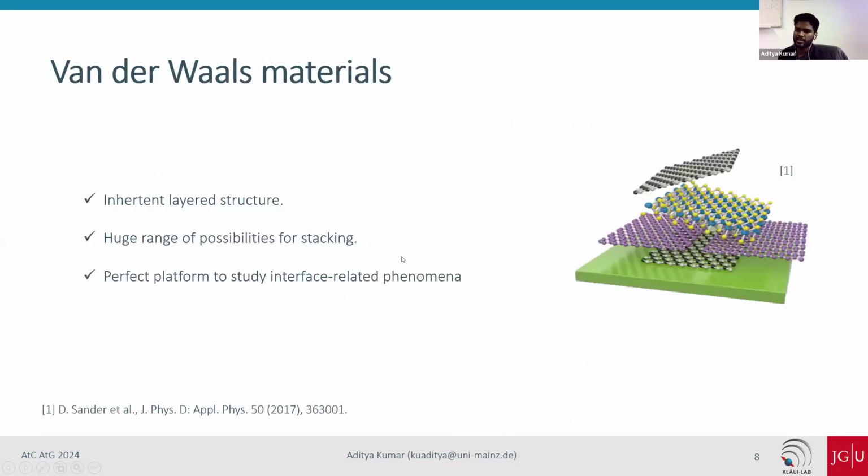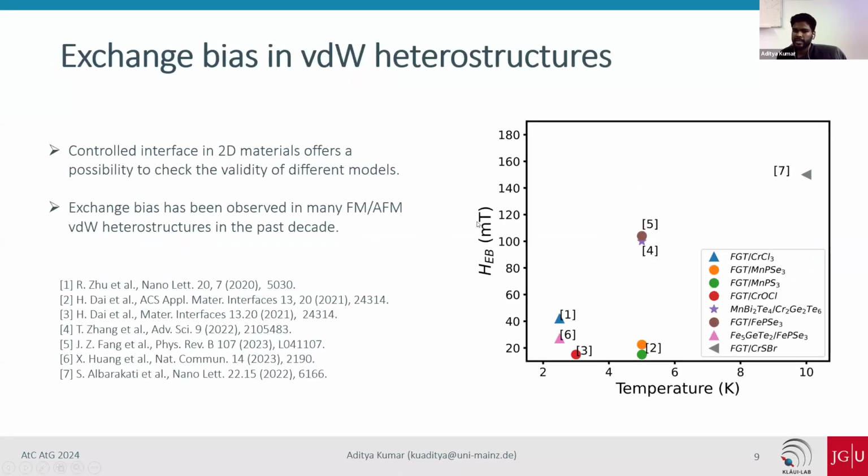And that's where 2D materials come in. 2D materials have this intrinsic layered structure, so you would have one layer of atoms, then a van der Waals gap, and another layer of atoms. And when you stack them, you have the possibility to form a completely flat interface. Because of this property, they offer a perfect platform to study interface-related phenomena. So this field has been very active in the past decade. Many people have studied exchange bias with various different ferromagnet and antiferromagnet combinations. And I have tried to summarize some of them here with van der Waals ferromagnet and antiferromagnet.